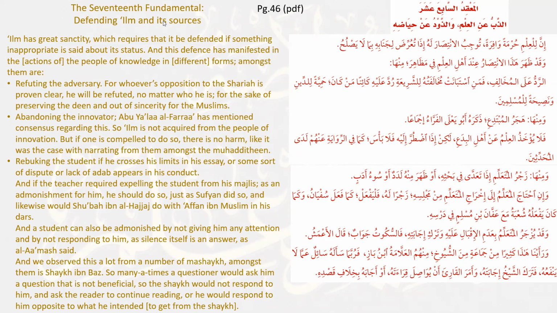Like Sufyan would do, Sufyan ibn Uyayna perhaps, and Shu'bah ibn al-Hajjaj would do with Affan ibn Muslim.